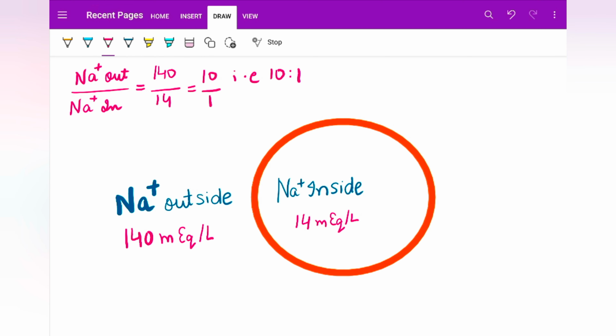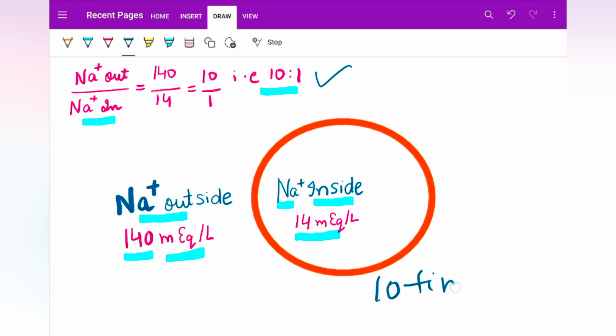Now, let's look at the gradients for a while. Sodium concentration outside is 140 milliequivalent per liter, and sodium concentration inside the cell is near about 14 milliequivalent per liter. If you take the ratio sodium outside to sodium inside, this is 10:1. Now what is this ratio 10:1 indicating? See, this ratio 10:1 is trying to tell us that sodium is 10 times greater outside than inside. So sodium is basically having 10 times gradient to move inside.